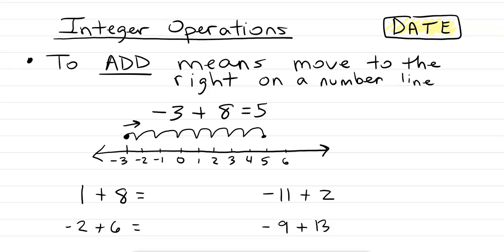For 1 plus 8, you should have gotten 9. You start at 1 and you move 8 spaces to the right. For -2 plus 6, you should have gotten 4. You start at -2 and you move 6 spaces to the right. For -11 plus 2, you should have gotten -9. You start at -11 and you add 2 spaces to the right. And for -9 plus 13, you should have gotten 4. So that's adding integers using a number line.